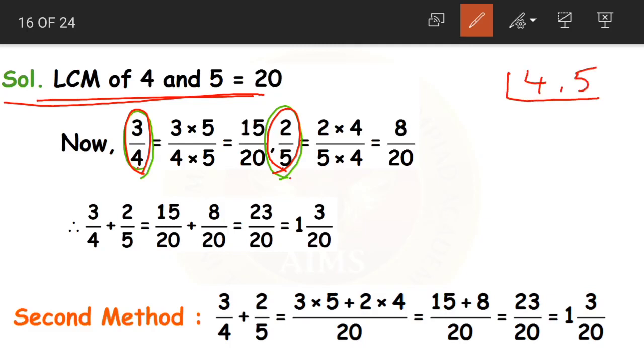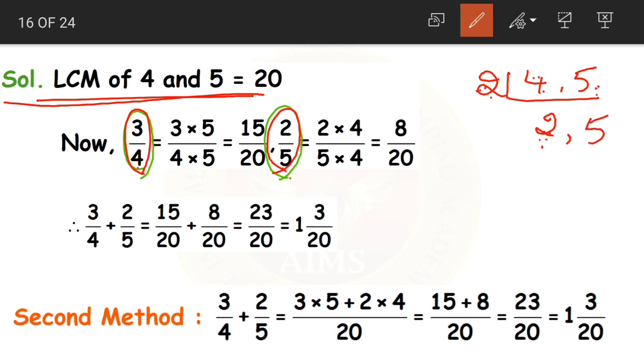While finding out the LCM, we always take the prime numbers. Let me take the prime number 2. Is 4 divisible by 2? Yes, 2 2s are 4. So I wrote 2 here. Now is 5 divisible by 2? No. So I will simply write 5 as it is. Clear students?